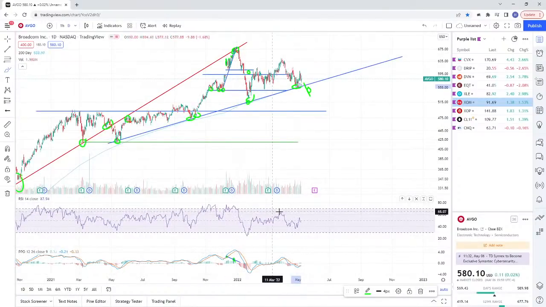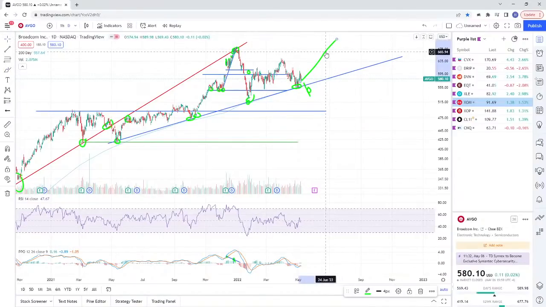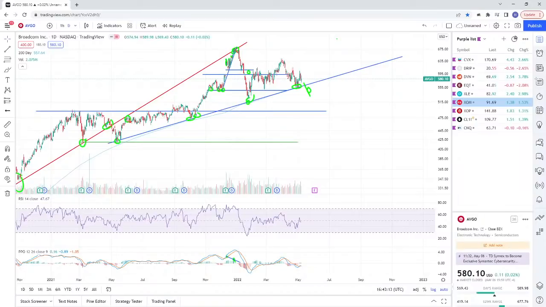It didn't really have negative divergence, so it's a stronger stock. Maybe we rally to make a new high and then break. I don't know. I'm not shorting it yet, waiting for the sell signal. All right, moving on.